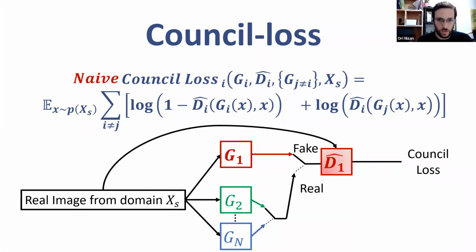But about the council loss: in each iteration, the council discriminator gets as input input-output pairs from all the generators in the council. And instead of telling the difference between real and fake images, it tells the difference between images from its own generator and other generators in the council.